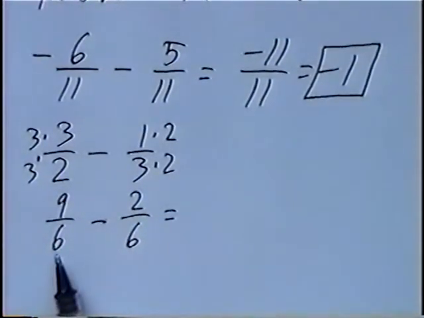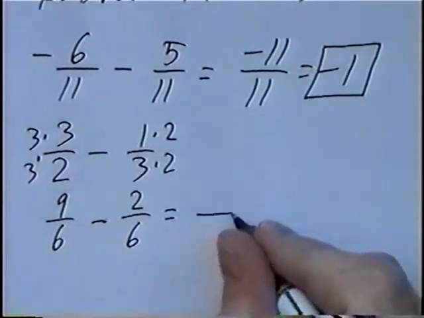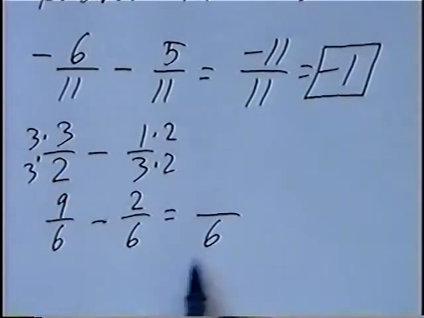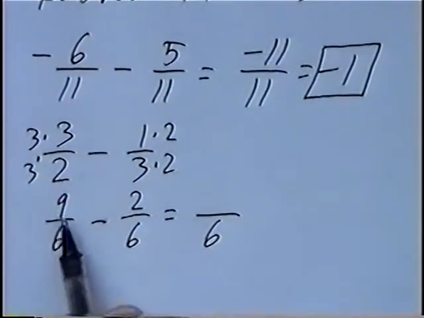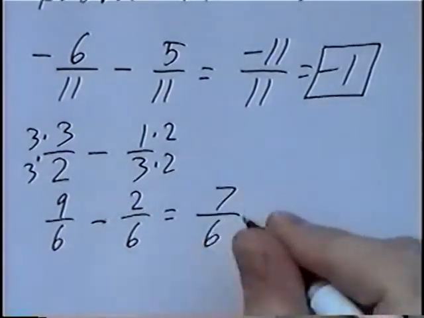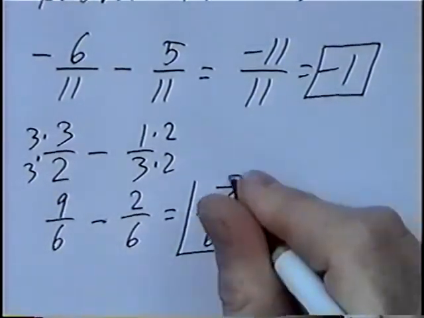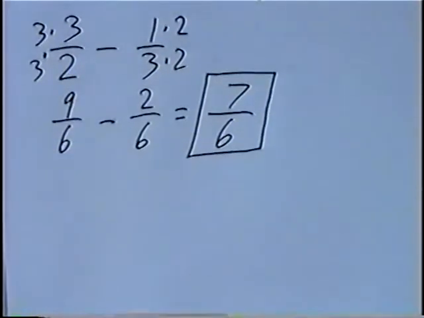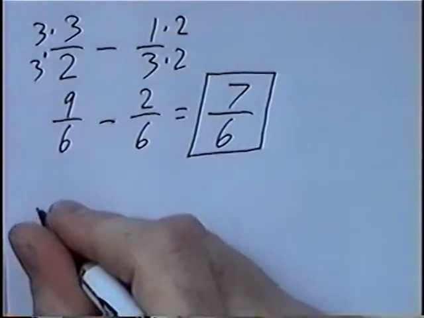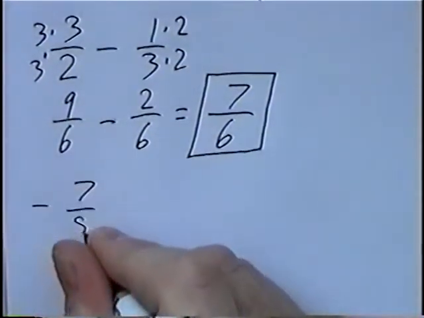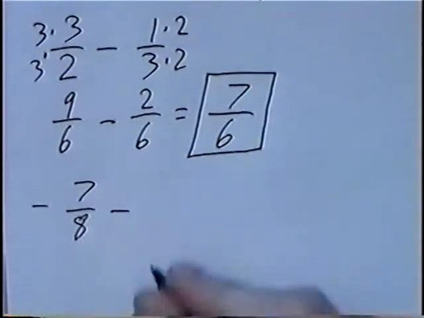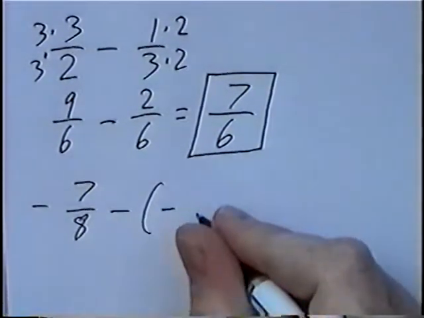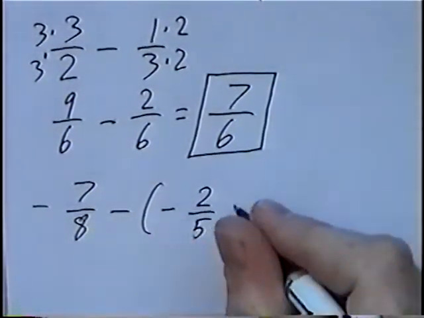So changing the question to 9 over 6 minus 2 over 6, the denominator again would stay the same, and subtracting 9 minus 2 would be 7. So our final answer would be 7 over 6. Next question for the section: negative 7 over 8 minus, in parentheses, negative 2 over 5.